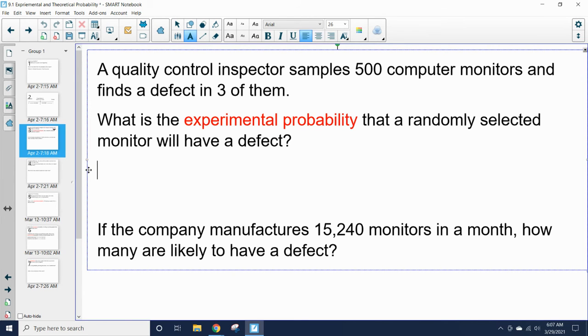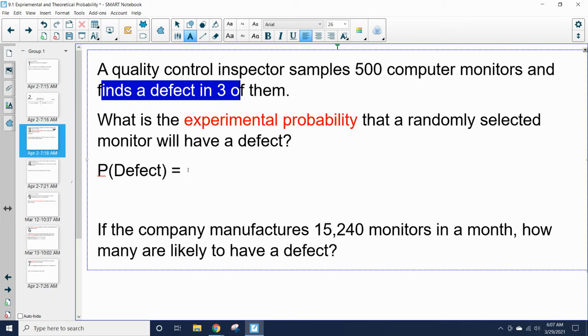Well, we know probability. We need to figure out what the event is that we're looking for. The probability is that a monitor will have a defect. So we're looking for the probability of a defect. That's going to be our event. And we know it's desired outcomes divided by total outcomes. So looking at the data we were given, what desired outcomes do we want? Well, we're looking for defects. So how many defects do we have? We were told that we had 3 defects. So our number of desired outcomes is 3.